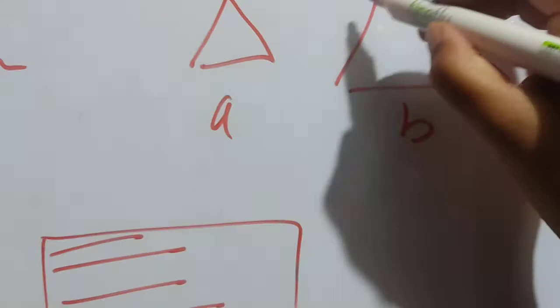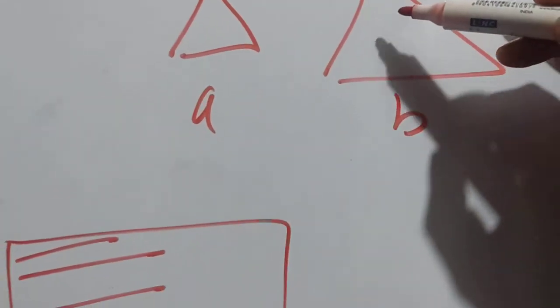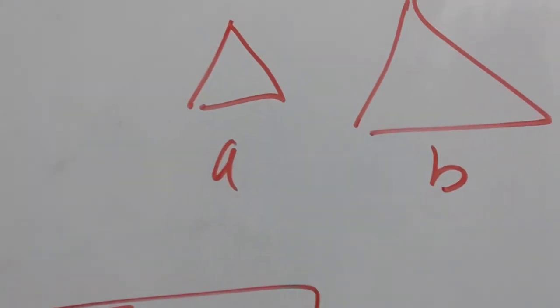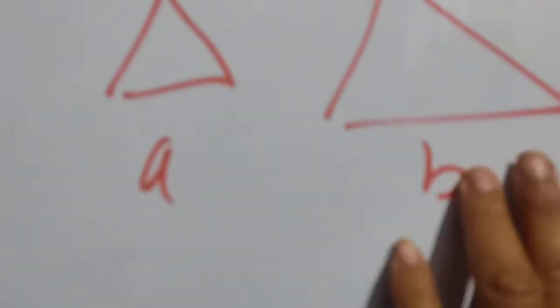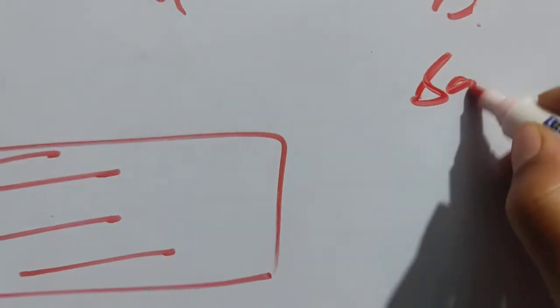जितनी बड़ी shape उतनी ही ज़्यादा अंदर की space होगी. Got it? Bigger the shape, more will be the space that is enclosed by the shape. So the area of B is more. Now what is the unit of it? The unit of area is square unit.